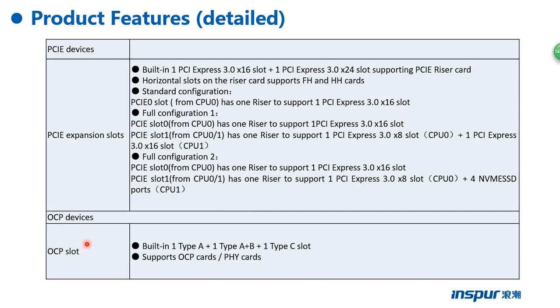The OCP device, Type A, Type B, Type C, supports OCP standard cards and the PHY cards. The PHY cards are installed on the OCP-C slot, and the OCP standard card is installed on the Type A, the OCP-A slot.